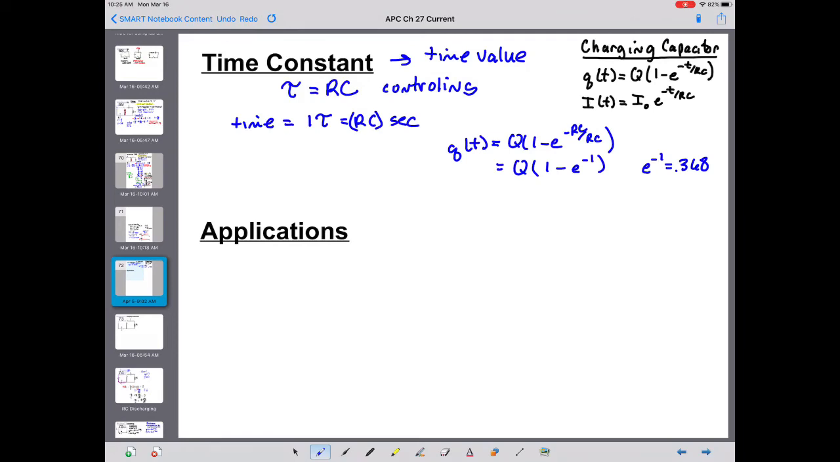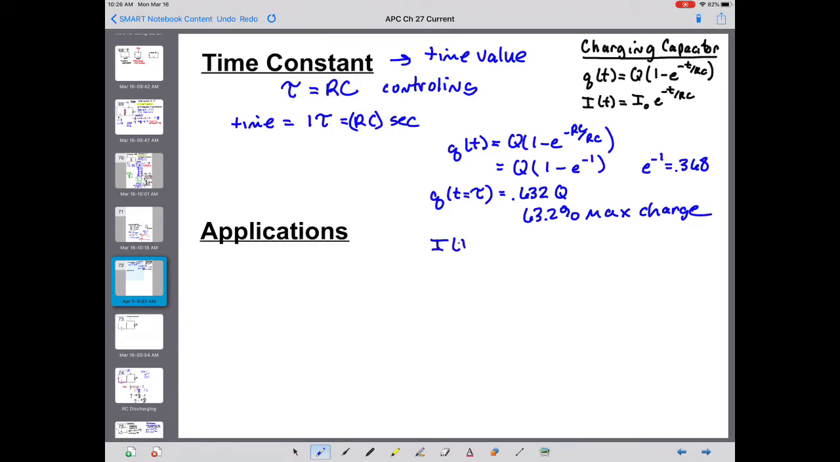Well, that's going to give me 1 minus 0.368, or about 0.632. So then 0.632 Q, so that at a time equal to one time constant, our capacitor is going to reach 63.2% of maximum charge.